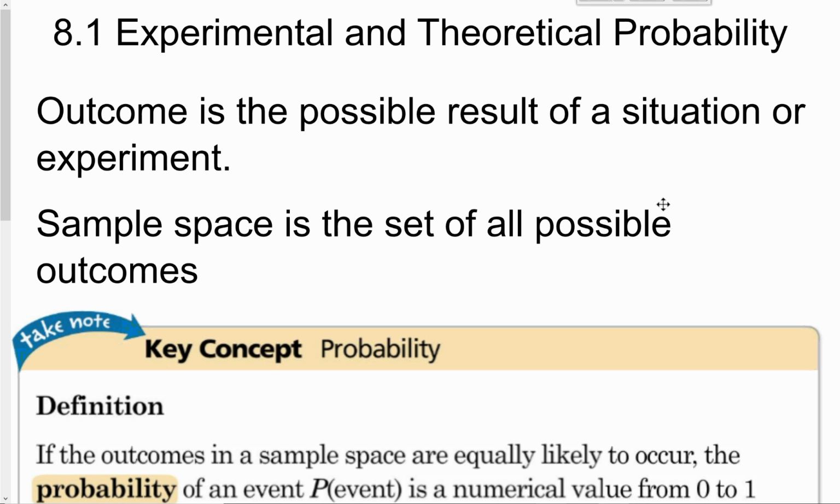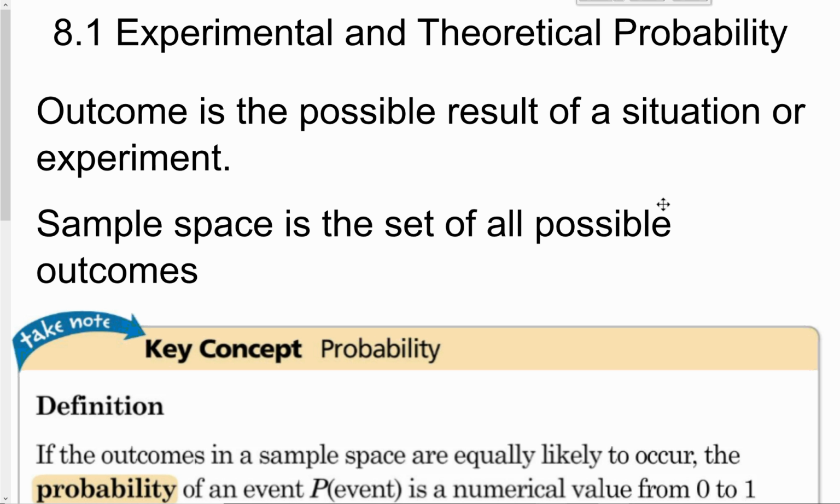Taking a look at Chapter 8. Chapter 8 is going to be about probability, and Section 1 is about experimental and theoretical probability. Now, when we talk about probability, we're talking about outcomes. So what's the result of a situation or a result of an experiment?